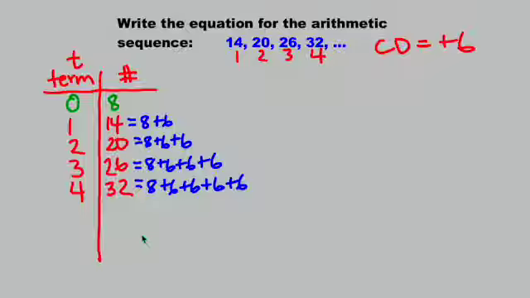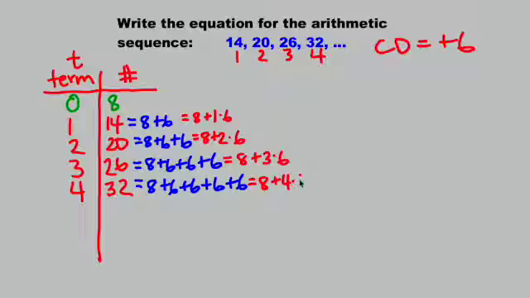And why would we want to do this is simply, if we looked at this, this would be 1 6. This would be we're adding on 2 6s, 3 6s, 4 6s. So in other words, I could write this as 8 plus 1 times 6. I could write this as 8 plus 2 times 6. I could write the third one as 8 plus 3 times 6. And I could write this one as 8 plus 4 times 6.